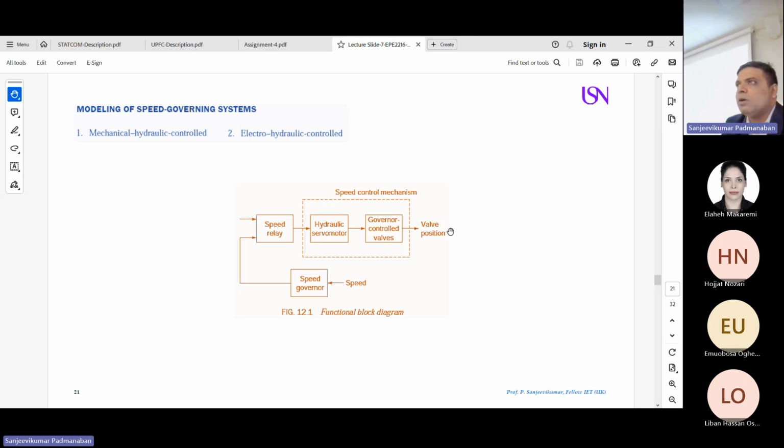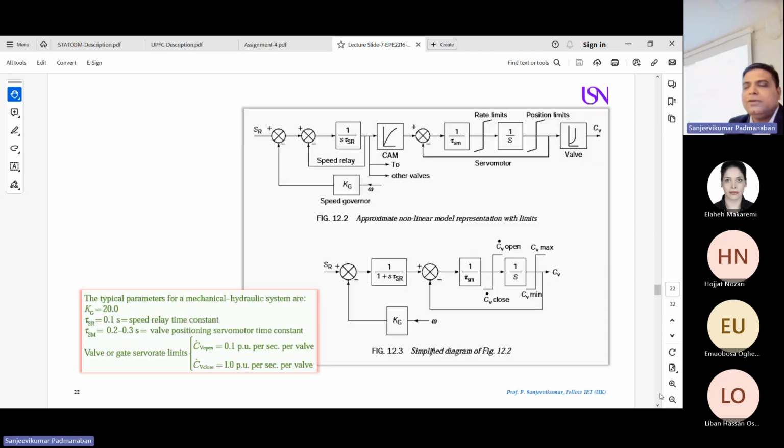So how do we make a block diagram or representation to develop the model for your speed governing system? This is a simplified model. Can I go to the next one? Okay, now in detail.